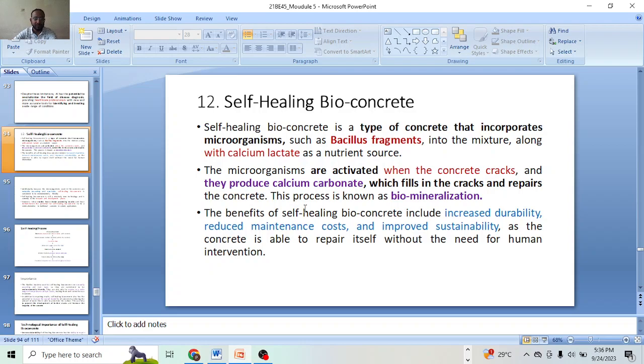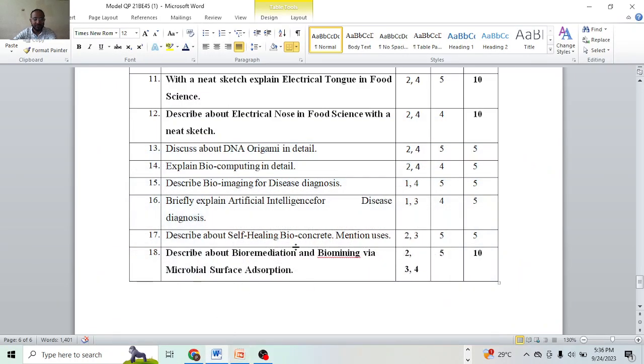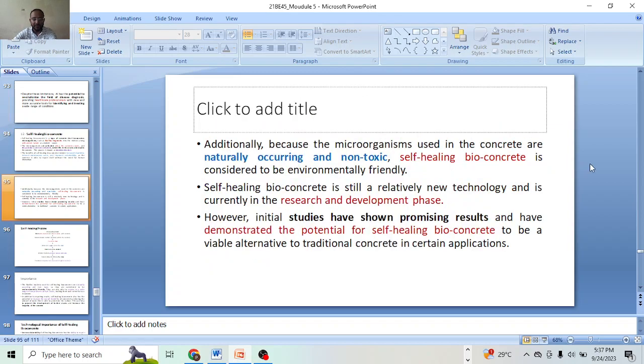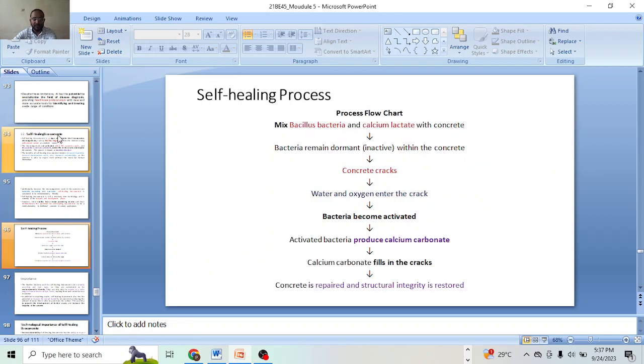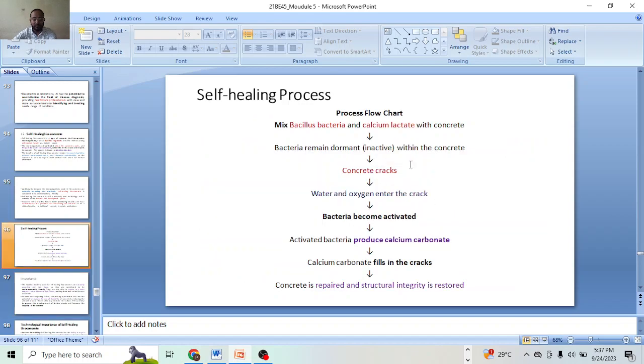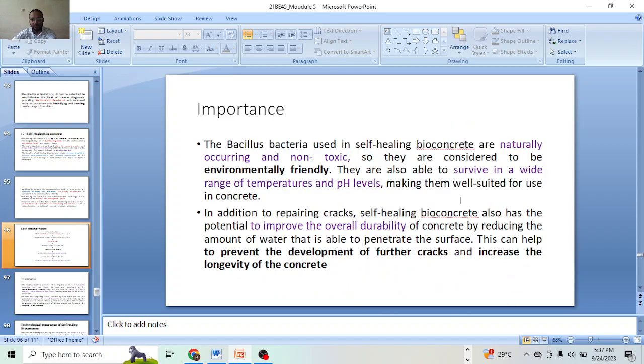Next, self-healing bioconcrete, again 5 marks. Divide it into 5 marks. Do not spend a lot of time on the introduction. Give what is important: the definition of biomineralization and how self-healing bioconcrete works. You will get 2 marks for the first 2 slides. Then the self-healing process, the whole process will have 1 mark because it is a very simple process. So 2 plus 1, 3.